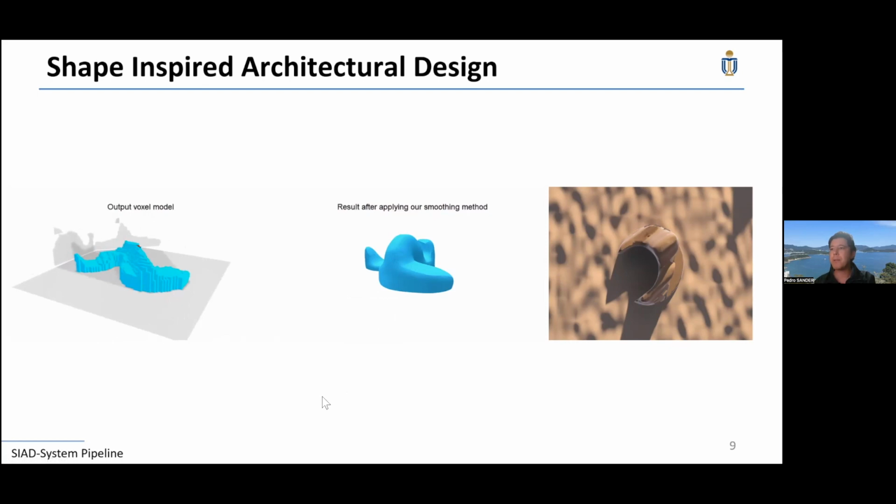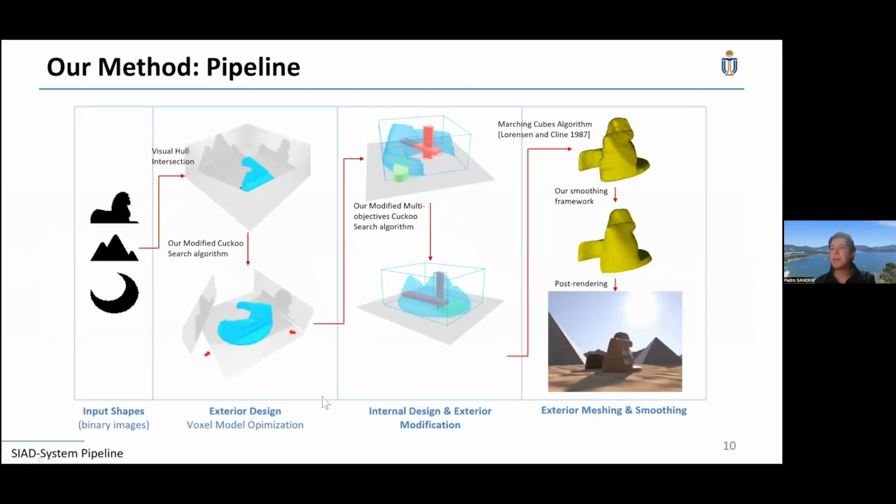Okay. So that was the overview. So let me go through the pipeline now and how to generate the initial design of that Egypt building. Okay. So we start with 3 shape templates. In this case, we have the Sphinx, the mountain, and the moon, right? Initially, you have 3 cameras that you place in default positions, in this case, orthogonal positions.